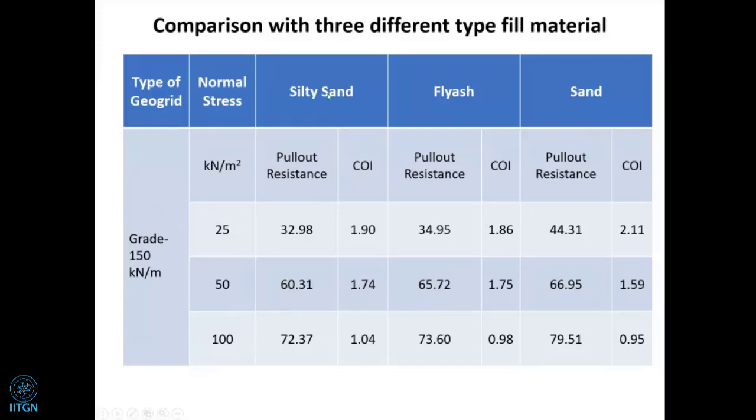But now see, silty sand has a phi value of 30 degrees, fly ash has a phi value of 32 degrees, and sand has a phi value of 34 degrees. When the phi value increases under the same stresses, the COI normally decreases. Like under 50 kilonewton, when phi is lower, it gets a value of 1.74. And when phi is increasing, in the case of fly ash there is a different kind of trend observed, while for silty sand and coarse sand a decreasing trend is observed.